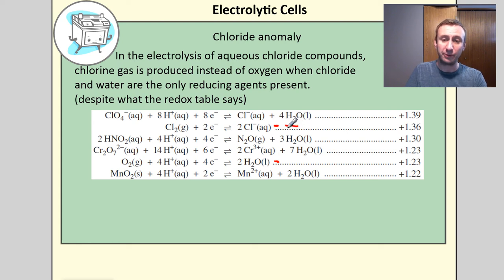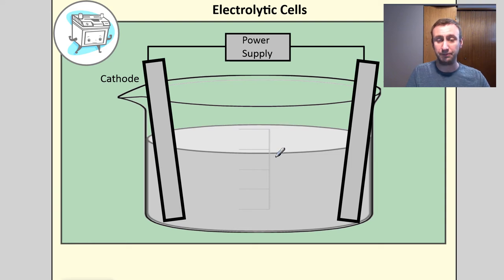However, this is the reaction that actually occurs if the strongest reducing agents that I have are water and chloride. This is actually the oxidation that happens at the anode instead of water making oxygen and hydrogen ion. So it's interesting that we get this instead of this. Let's show what would happen here by going through a reaction and showing what would take place.